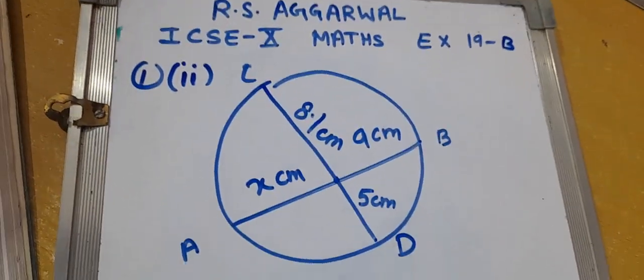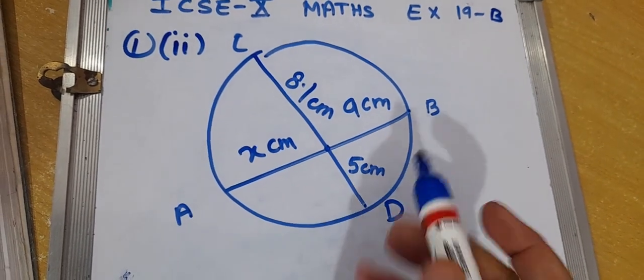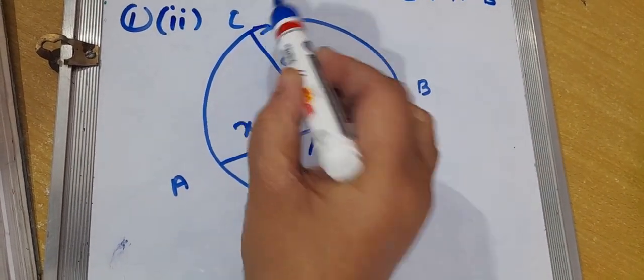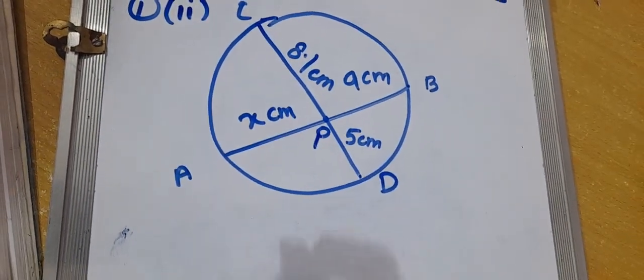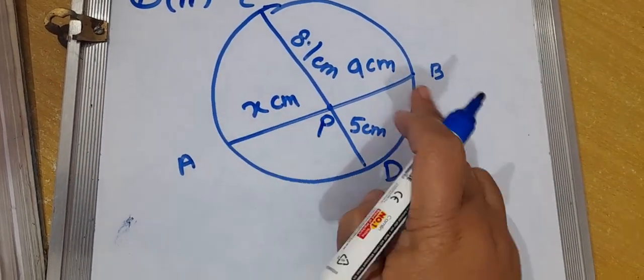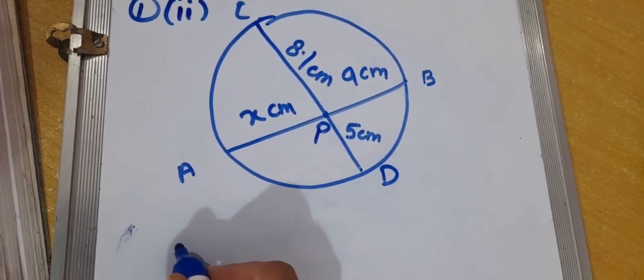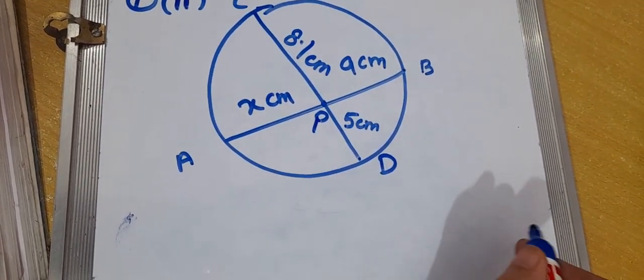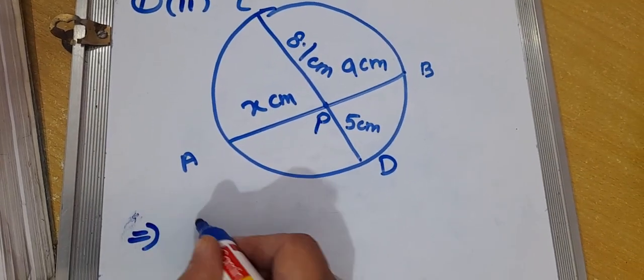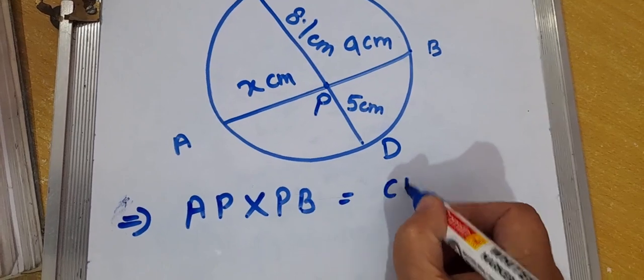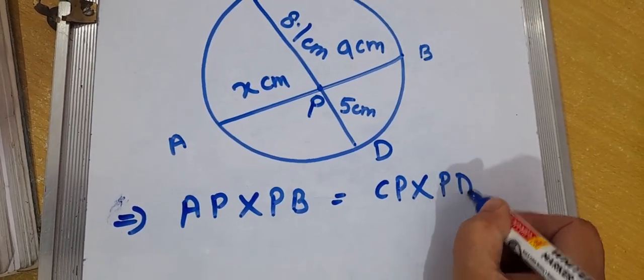Question number 1, subpart 2. We are given this diagram. Let the point of intersection be P. We will use the same property that we have used in the last question. That is, if two chords intersect internally, then the product of their segments is equal. You have to write the property sideways. So we will write AP into PB will be equal to CP into PD.